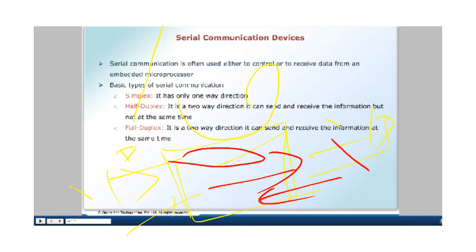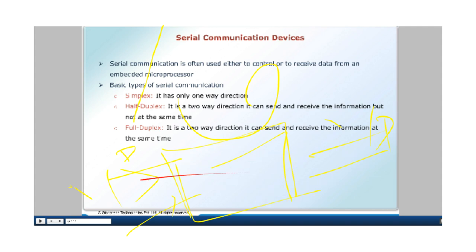These serial communication devices are used in embedded microprocessors. In embedded microprocessors, we use different types of serial communication: simplex, half duplex, and full duplex. Simplex means it is one way of direction. You can either send or receive the data. That is known as simplex.